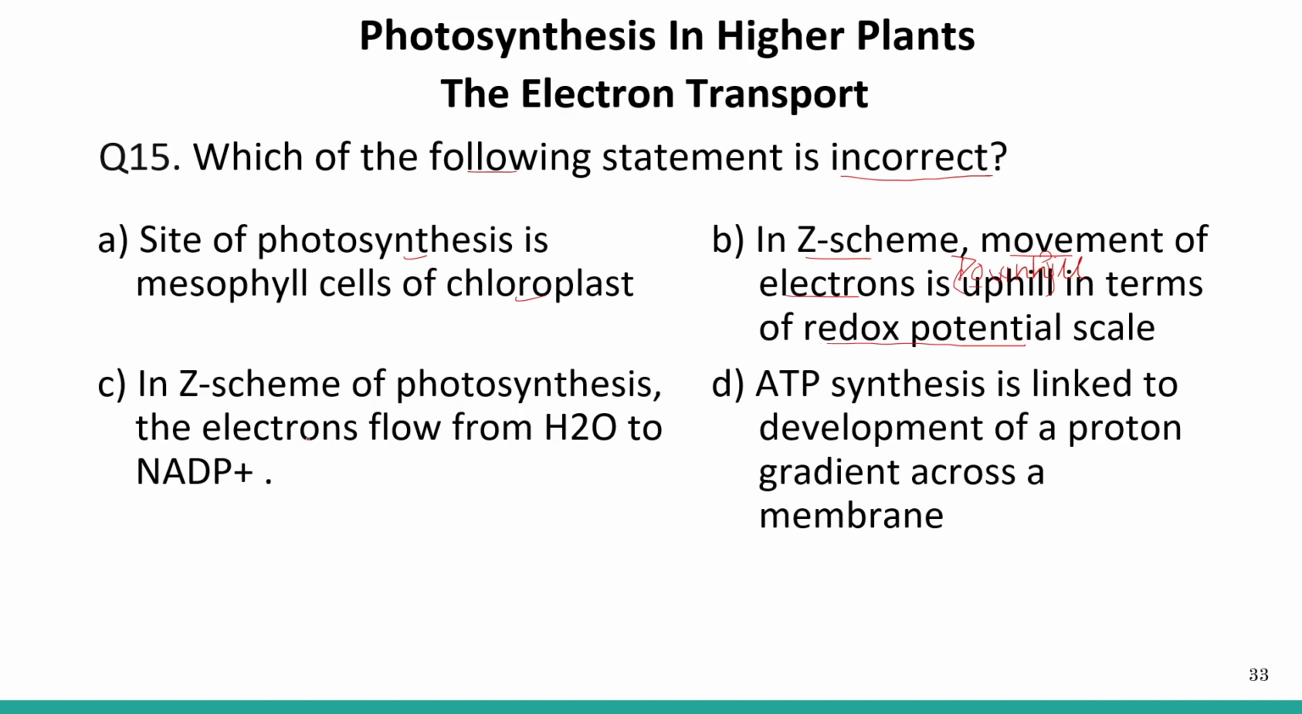Next option is, in Z scheme of photosynthesis, electrons flow from water to NADPH. This is also correct. Electrons are released by the splitting of the water molecules. These electrons are accepted by photosystem 2 first, then photosystem 2 transfers electrons to photosystem 1, and photosystem 1 transfers electrons to NADP plus, which is converted into NADPH. Let's talk about the last option. ATP synthesis is linked to development of proton gradient across the membrane. So this is also true.